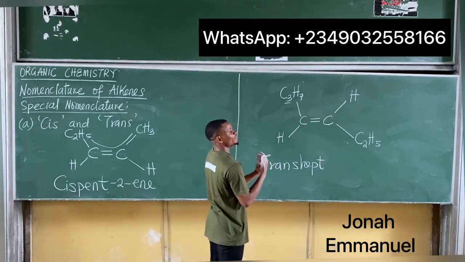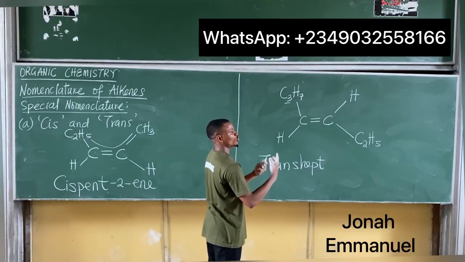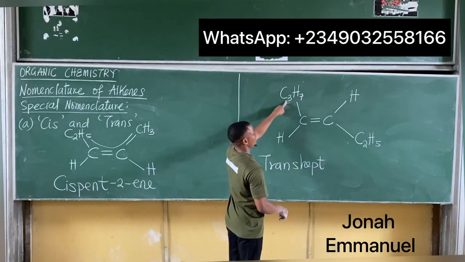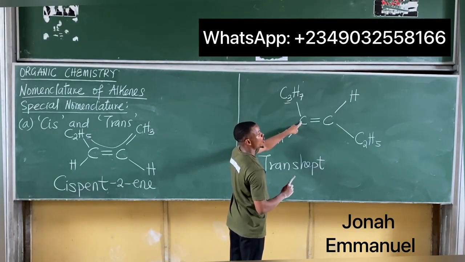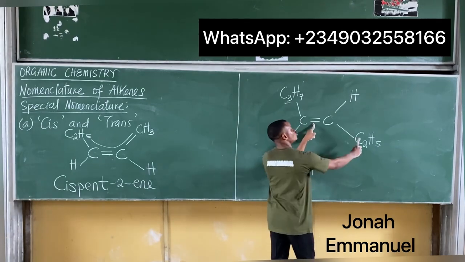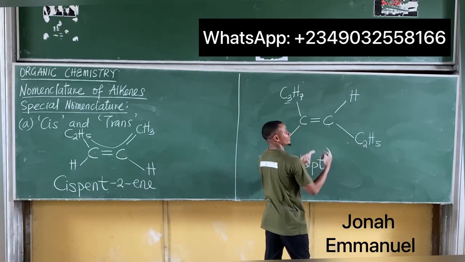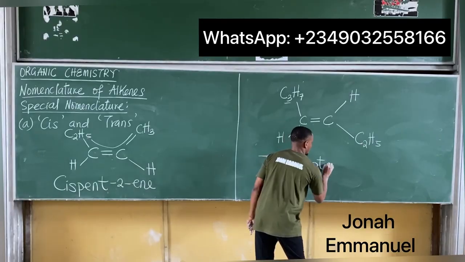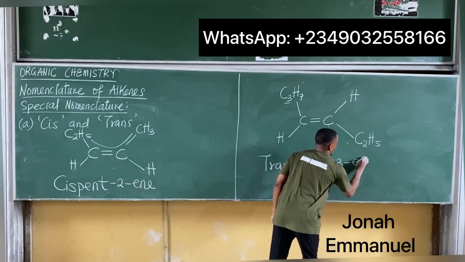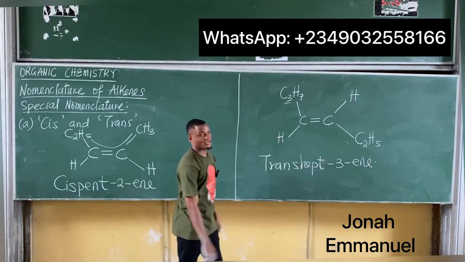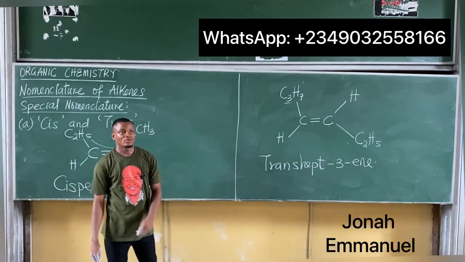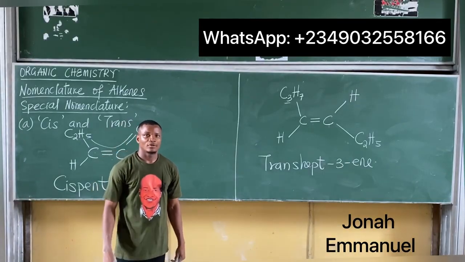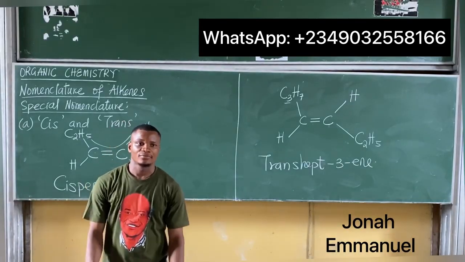Which of them gives you the smallest number to your double bond? This is 3 plus 1, 4 to the double bond. This is 2 plus 1, 3. Between 4 and 3, 3 is the smallest. So it is trans-hept-3-ene. This is how you name this one. Let's move on, please. Question.